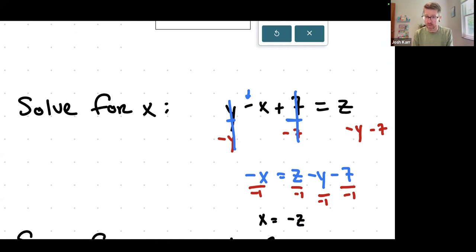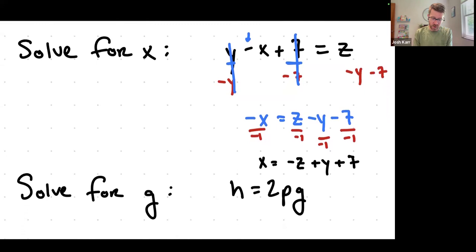We have a negative and a negative with the y, so it's going to be a plus y. The same thing happens with that 7: we have a plus 7. So again, we point at things, what needs to move, and we just show how we moved it. All right, let's try one more.